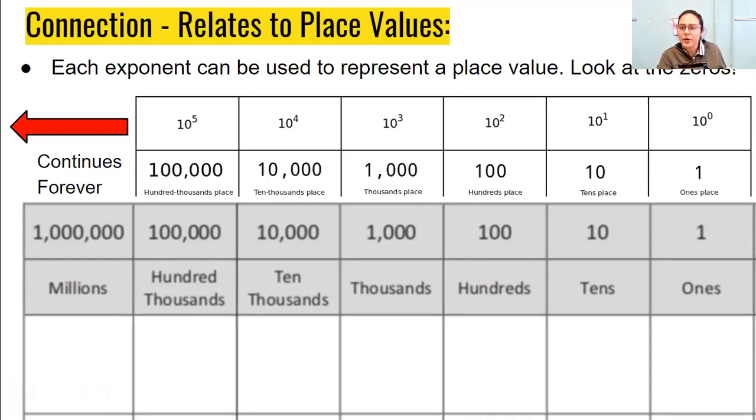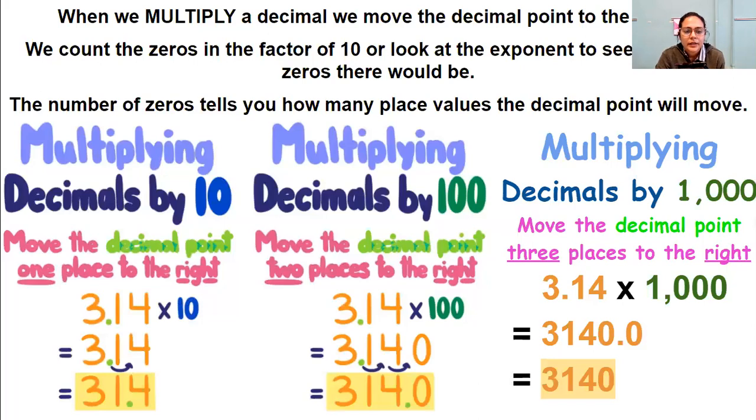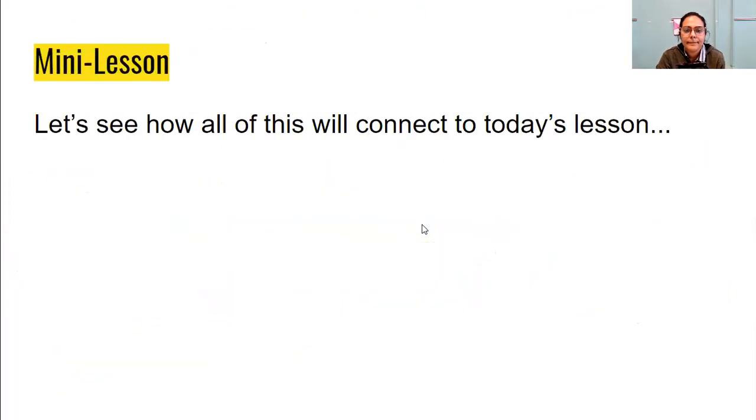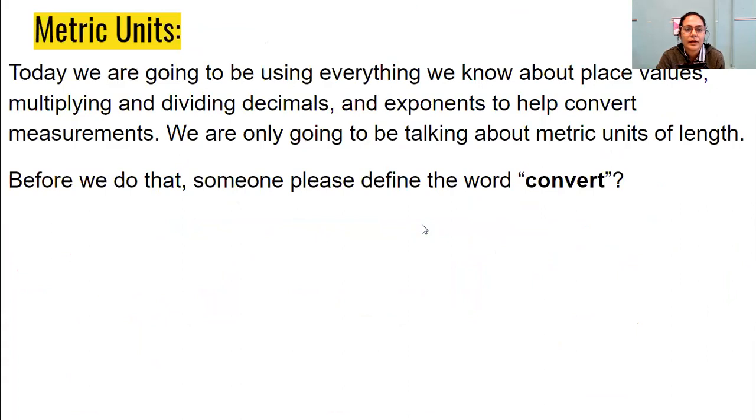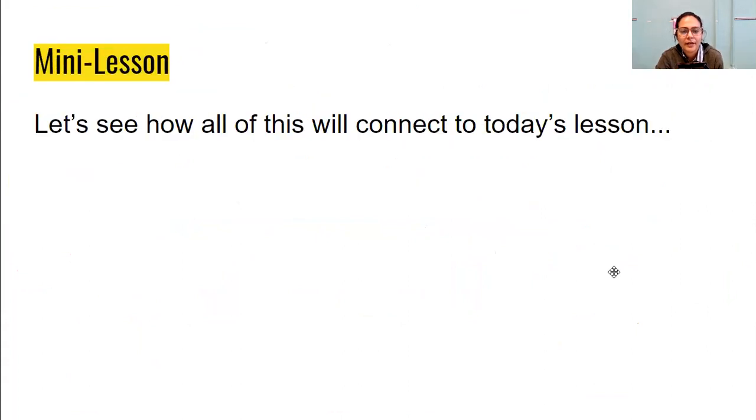Okay. The reason why I'm going over this is because I want you to think of things being 10 times larger or 10 times smaller than the quantities. So today we're going to be using everything we know about place value, multiplying and dividing decimals and exponents to help convert measurements. We're only going to be talking about metric units of length.